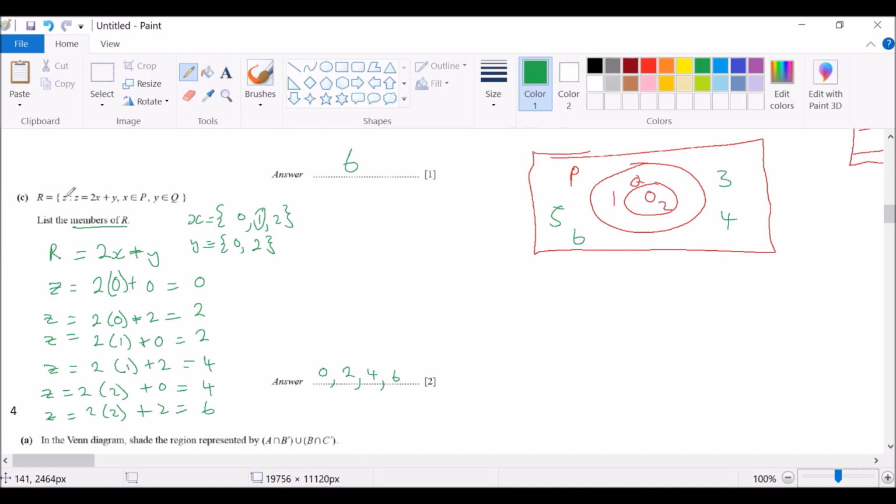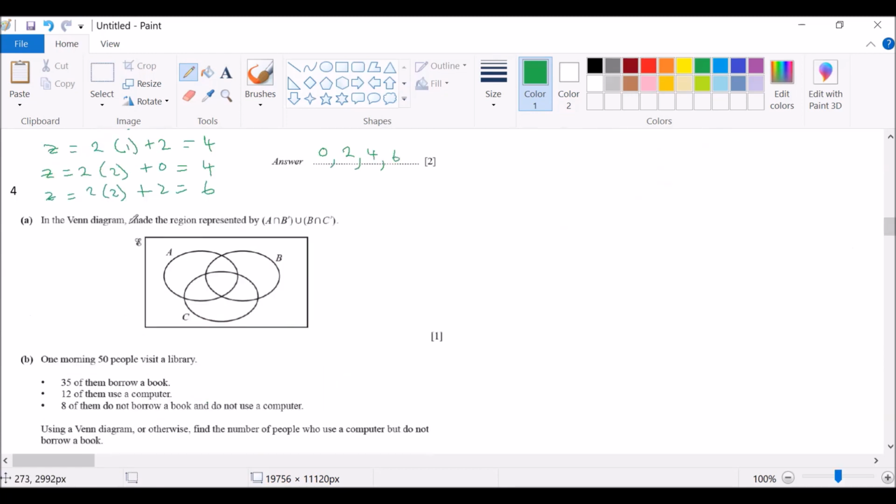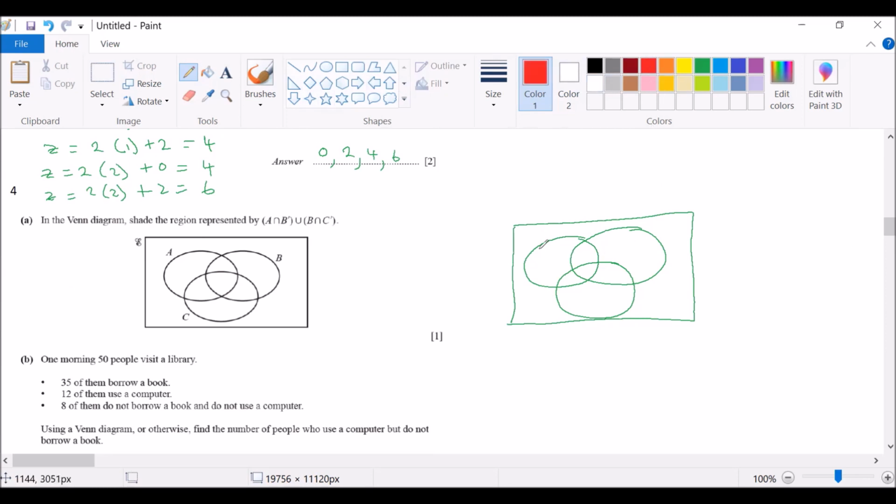So each member of R is represented by Z, such that Z is equal to 2x plus Y, where we get our X values from P, and our Y values from Q. By combining them, we are able to work out the values of Z and then list them. In the Venn diagram, shade the region represented by A intersection B complement. Let's use red for A. This all is A.